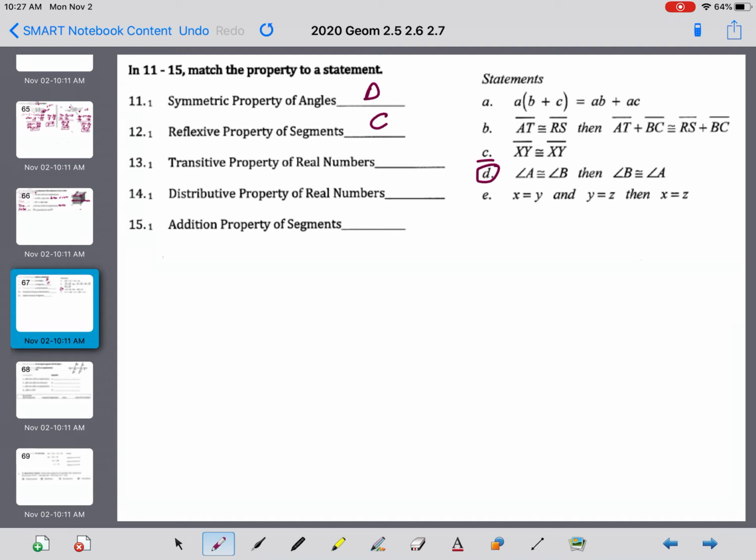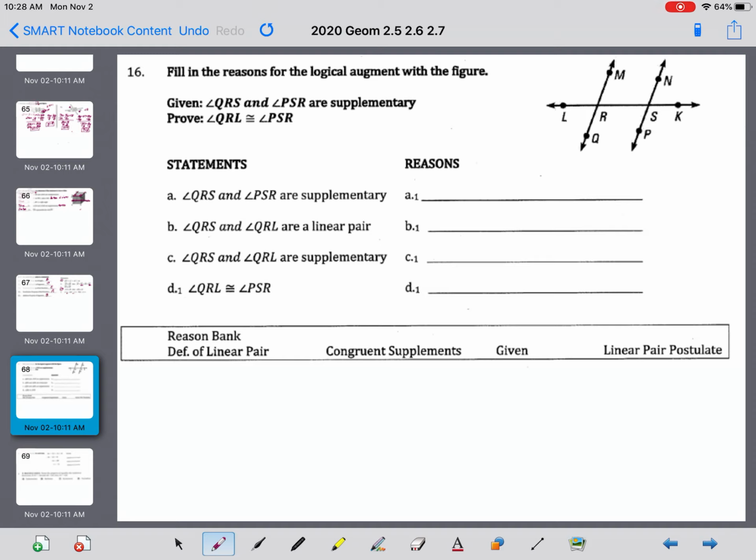Transitive property, that's got to have a link, kind of linking 3 things together. And that's going to be E. X is equal to Y. Y is equal to Z. There's your link. Get rid of the link and say X is equal to Z. Distributive property, that gets rid of parentheses. The A is the only one with parentheses here. And addition property is the only one that's left, B. AT is equal to RS. Notice we're adding the same thing to both sides. That's B. Okay? DCEAB.